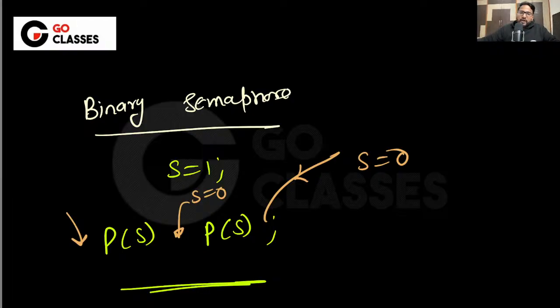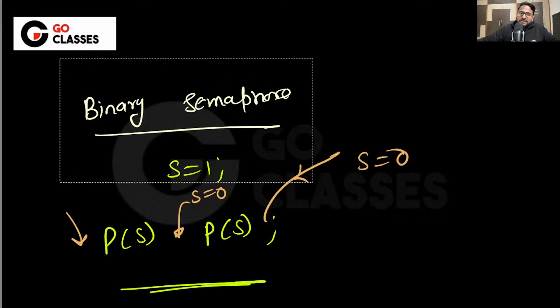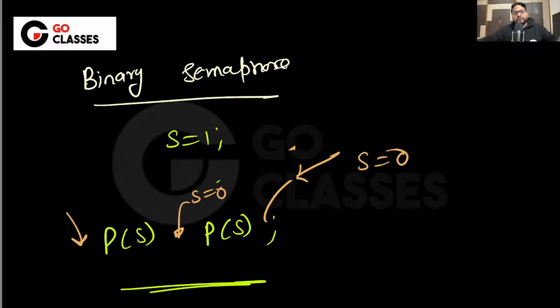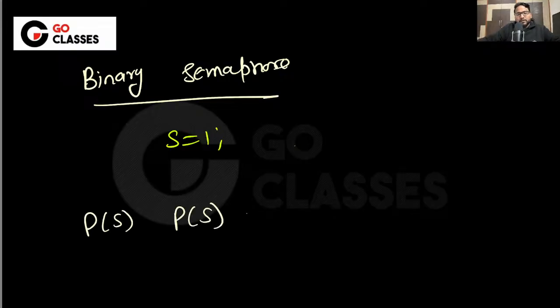Now you tell me, suppose in the binary semaphore itself, you have two P's, P of s, V of s. Two P's and two V's. Now you tell me what is going to come after this. At this moment, can you tell me what is going to come?